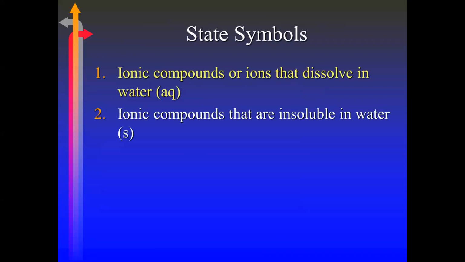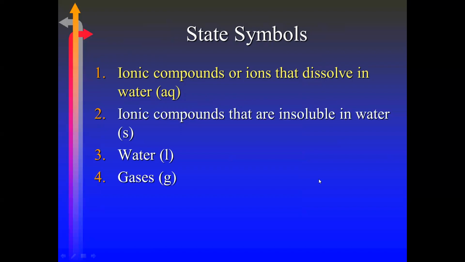Okay, we use some state symbols. Here, one is AQ. AQ means an ionic compound that dissolves in the water. In this chapter, you also often see S after the compound. That means that compound is insoluble in the water. If we put that compound into the water, it will remain in the solid form. This is why we use S.